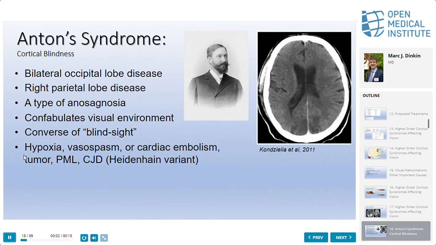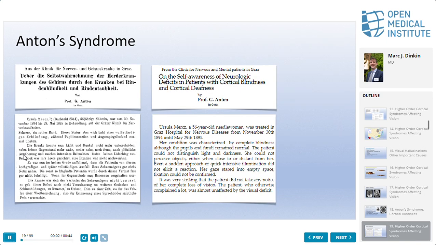Anton described how people with bilateral cortical disease and cortical vision loss for a few months may have this anosognosia, and they'll confabulate their visual environment. They don't know that they can't see. Here's the original description of Ursula Mers, a 56-year-old needlewoman, who was treated in Graz Hospital. Graz, where's Graz? It's really close, here in Austria.